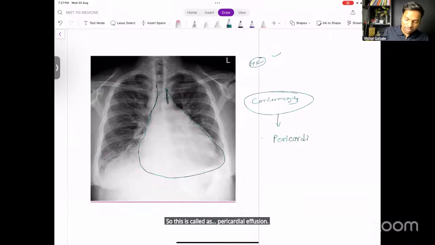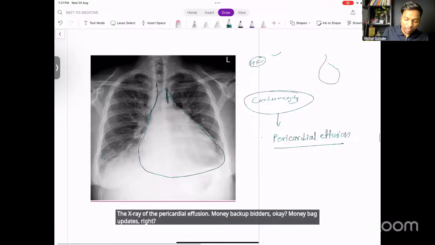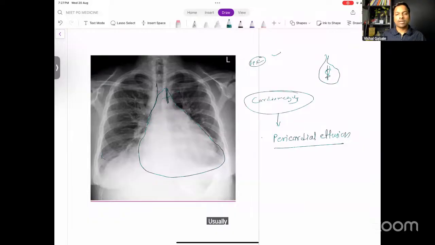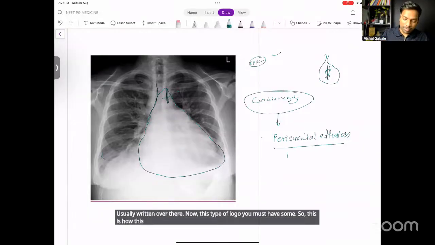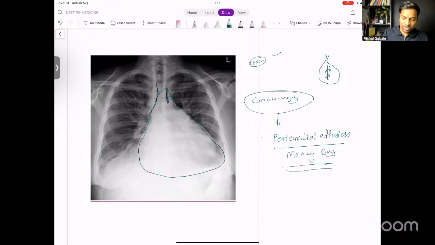X-ray of the pericardial effusion: money bag appearance. You must have seen this type of logo, where a dollar sign is usually written over it. So this is the money bag appearance. So this is your pericardial effusion.